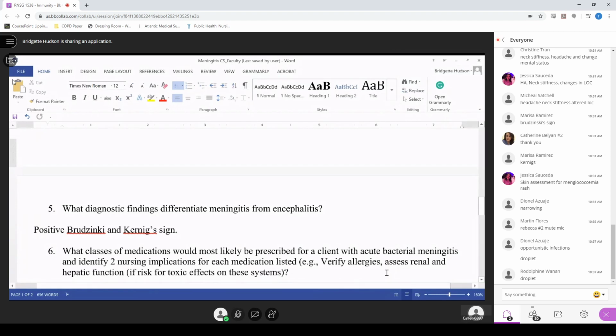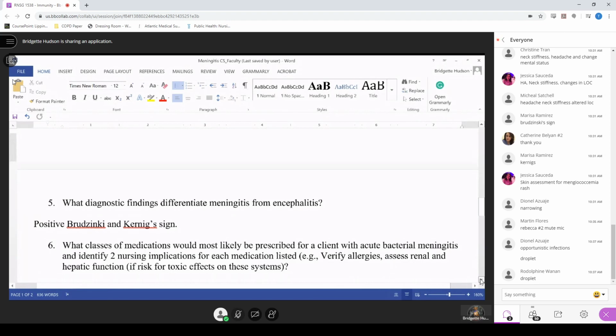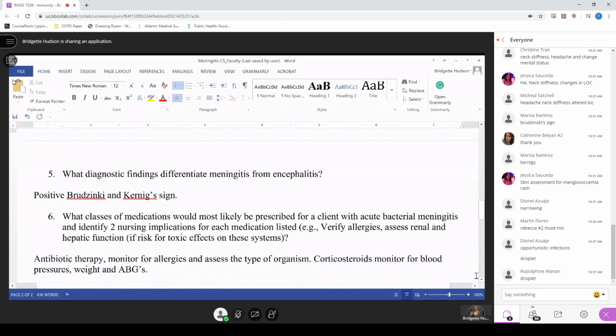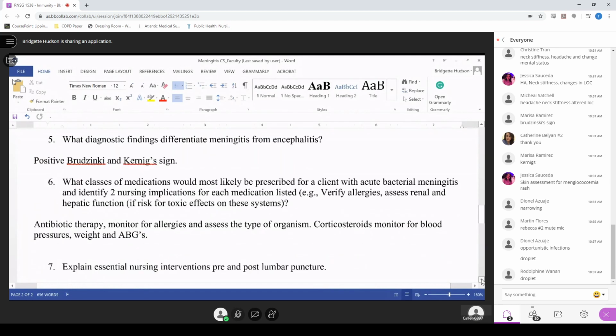Okay. And then look at some of these antibiotics to see if they're a nephrotoxin or a hepatotoxin, so you're not giving it to patients and creating additional issues for them. The short of it is: for antibiotic therapy, look for allergies, assess for the type of organisms, and then look for any related toxicities. For your corticosteroids, check blood pressures and weights, and check their ABGs and respiratory status, stuff that we've already spoken about. All right, 7.